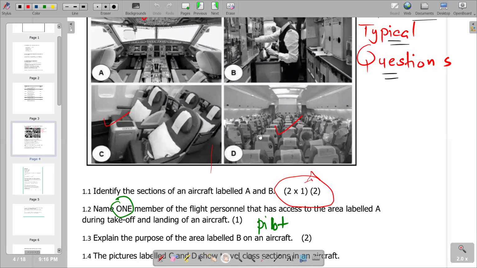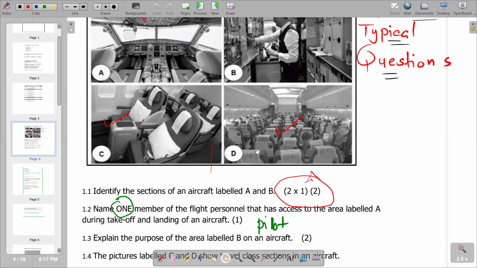Obviously, the business class is more comfortable if you look at C, where the passengers are going to sit. Compared to D, you'd see that C is more comfortable, but obviously more expensive than economy class.